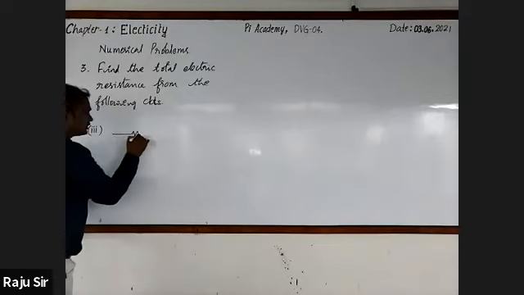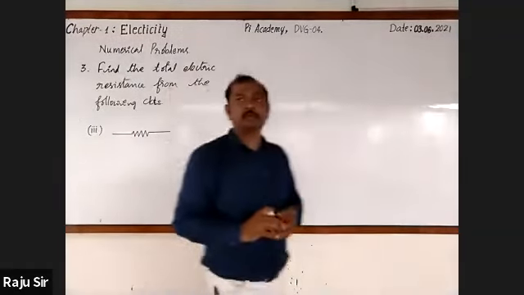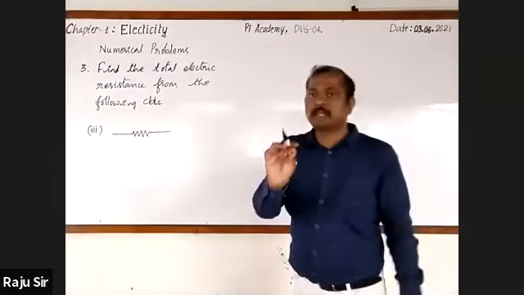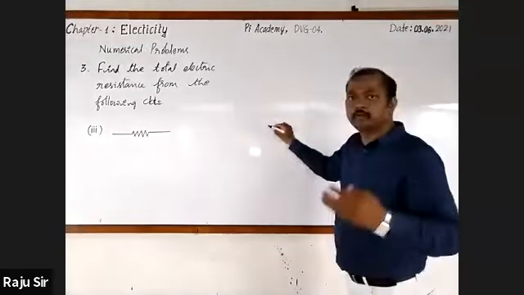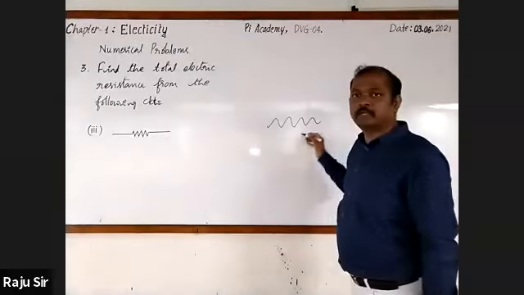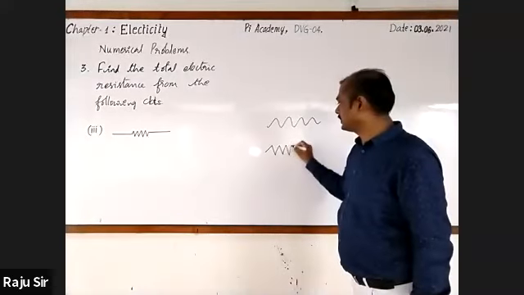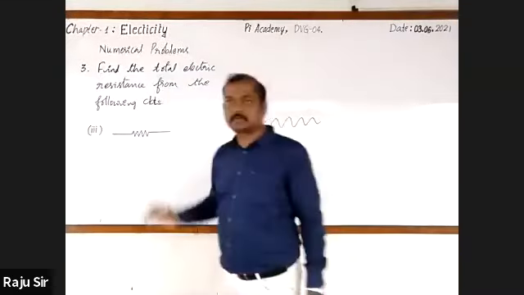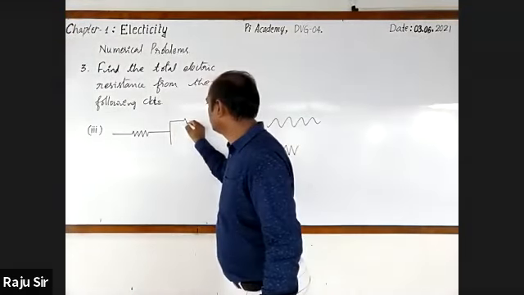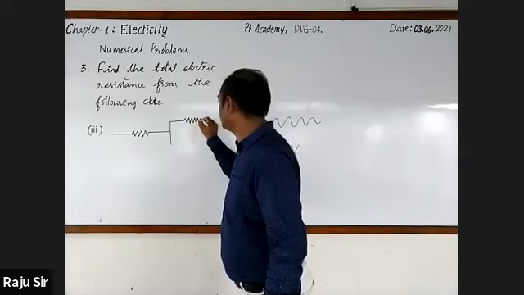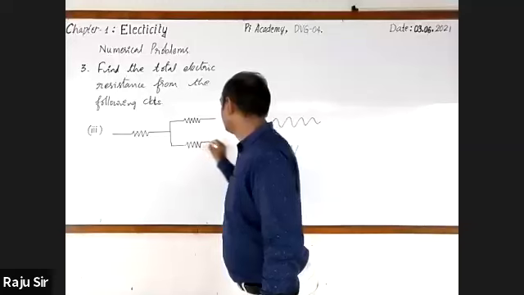Here, this is the first resistor. The zigzag line should be neat and it should be correct, because I notice some students draw it curved. It should not be curved. It should be exactly zigzag. This is the first resistor. Now observe. This is the second resistor. This is the third resistor.